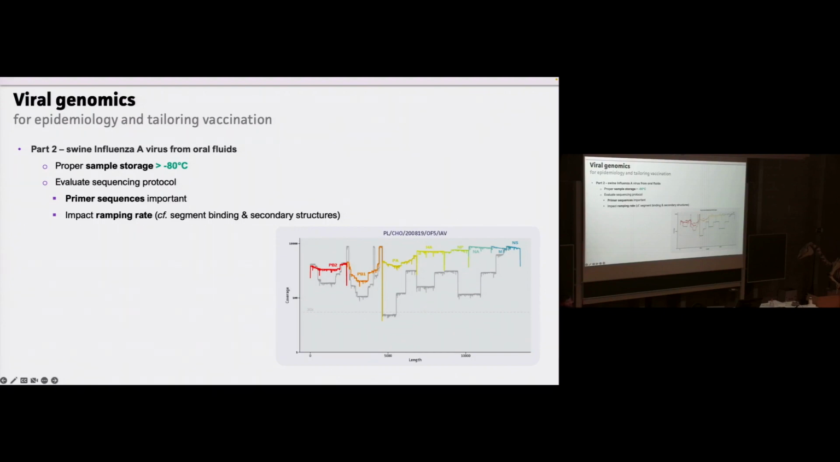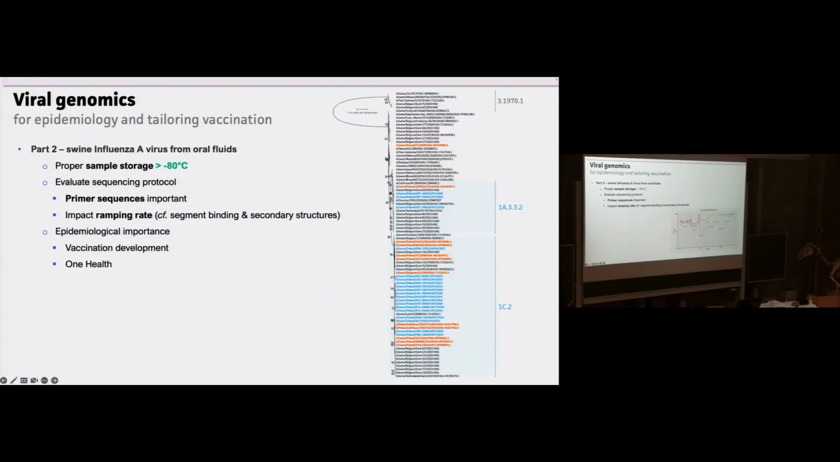As you can see on the picture, the colored one is the improved protocol, including ramping times. The gray one is the one that we originally used without the ramping rates, so it is not that efficient in recovering the entire genomic sequence from the influenza.